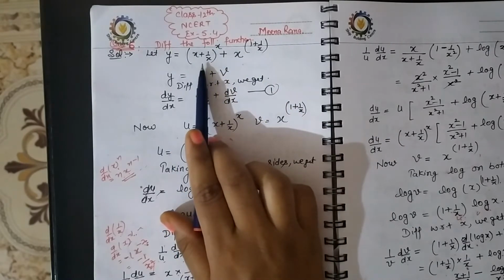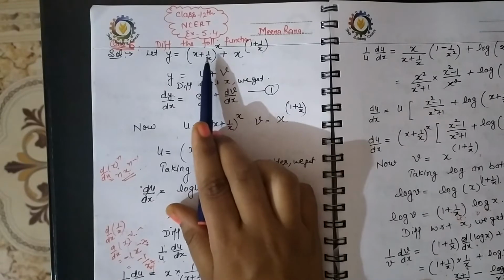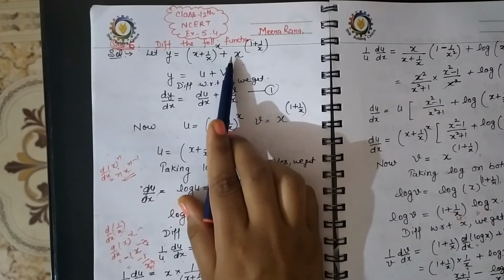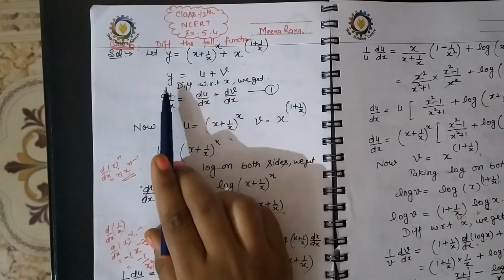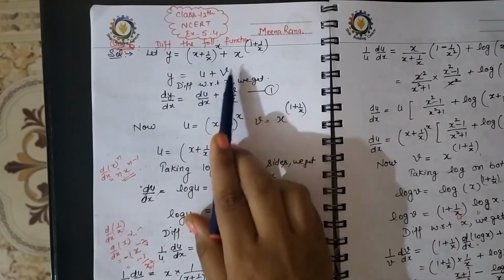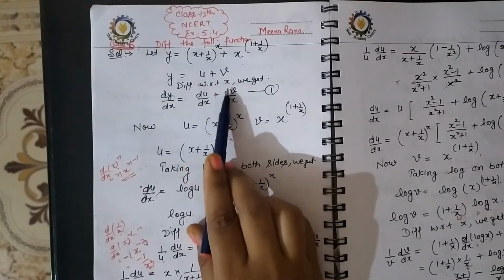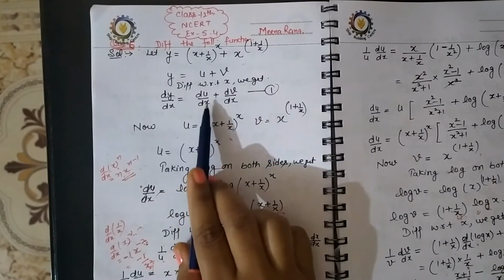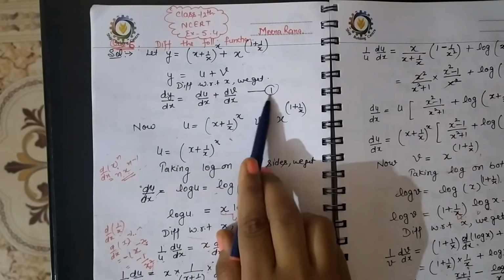Now in logarithmic differentiation we always take log, but whenever there is addition or subtraction between two or more functions, then never take log directly. Okay, so let us start. y is equal to u plus v. Okay, naming u and v to both of the functions. Now differentiate with respect to x, we get dy by dx is equal to du by dx plus dv by dx. Let it be equation number 1.